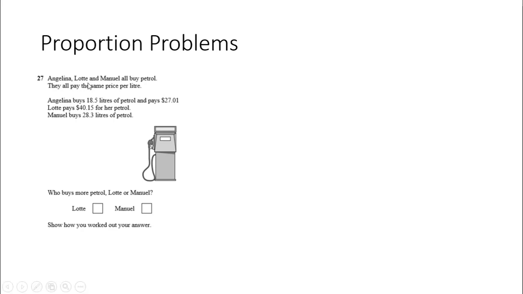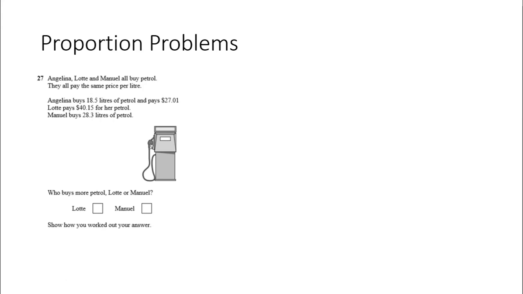So Angelina, Lottie, and Manuel all buy petrol. They all pay the same price per liter, so it costs the same amount per liter. Angelina buys 18.5 liters and pays $27.01. Lottie pays $40.15 for her petrol, and we don't know how much petrol she got. And Manuel buys 28.3 liters of petrol, but we don't know how much he paid. So the big hint is Angelina, because we know how much she bought and we know how much she paid. So she's going to help us to figure out what our formula is.